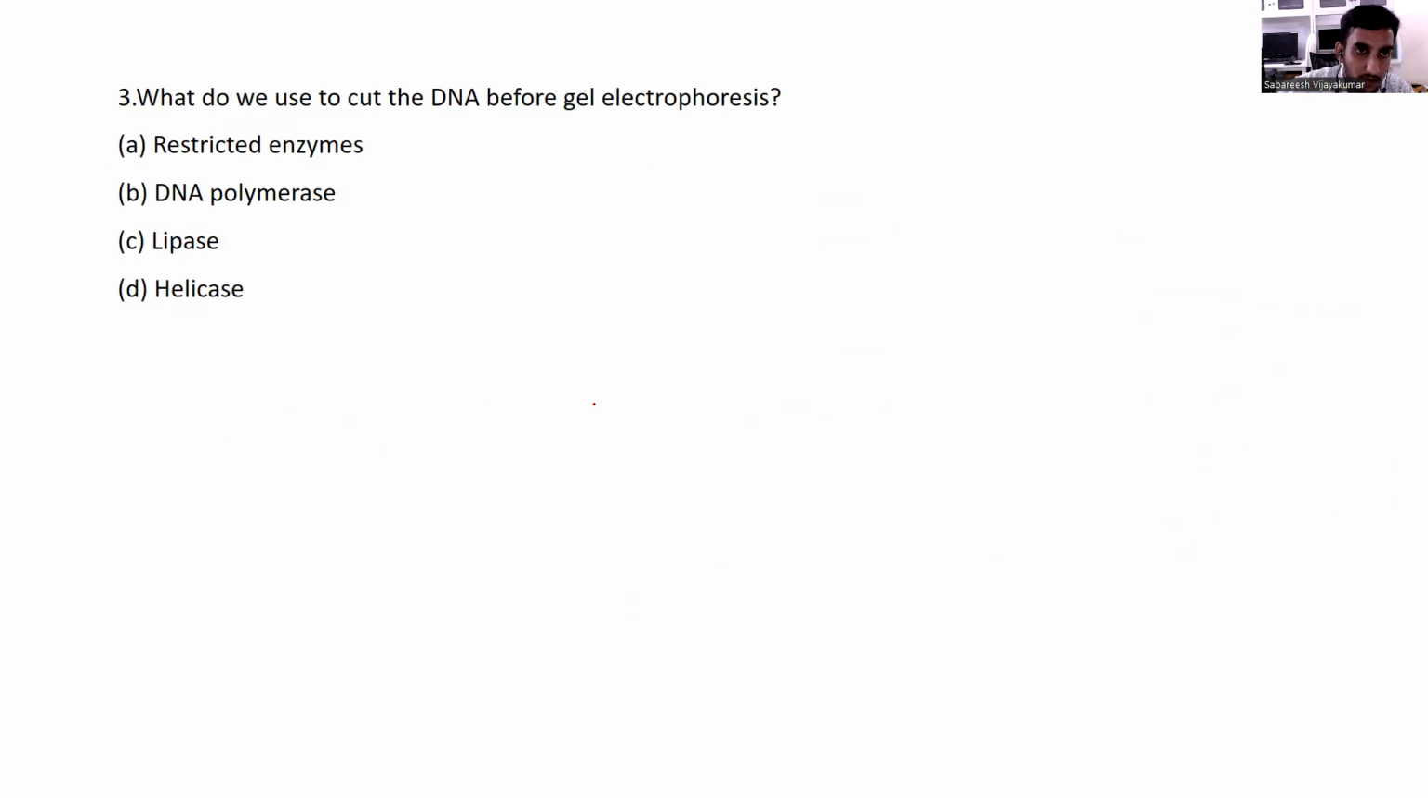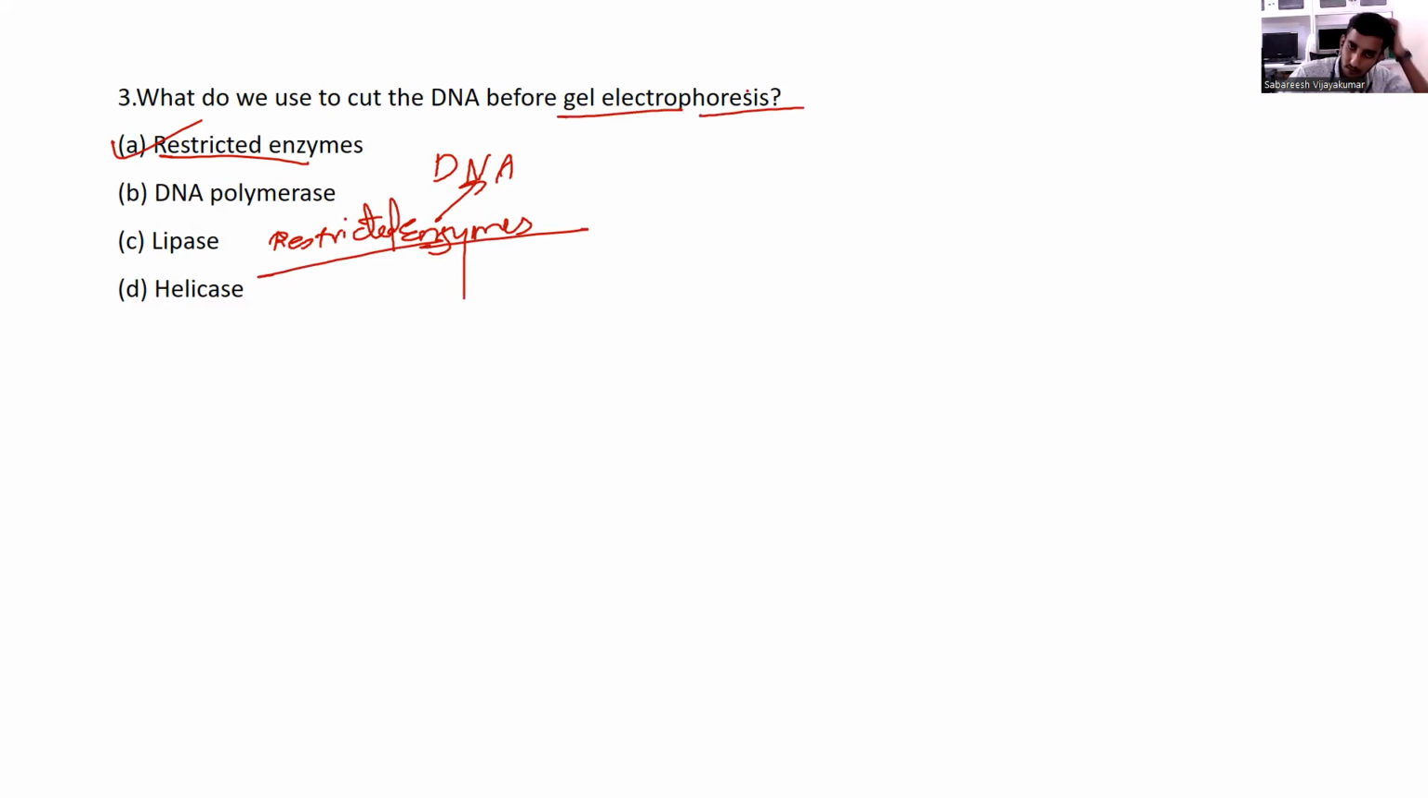So next question, what do we use to cut the DNA before gel electrophoresis? So options are restriction enzymes, DNA polymerase, lipase, and helicase. So which is the answer? Option A, restriction enzymes are the answer for this question. So to cut the DNA, we use the restriction enzymes before gel electrophoresis.